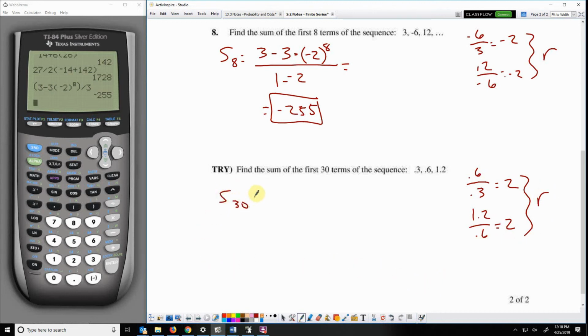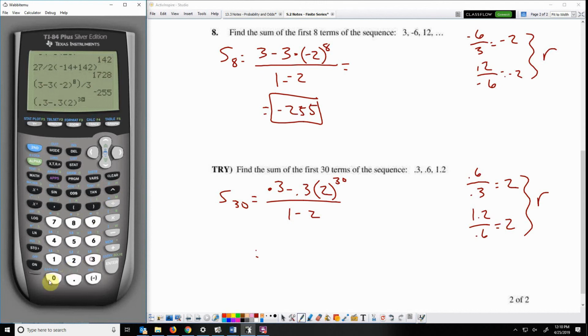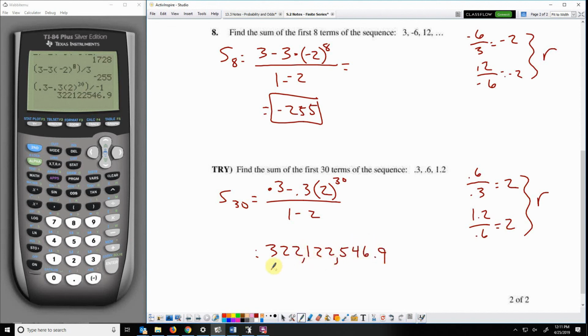So the sum of the first 30 terms is the first term, 0.3, minus the first term, 0.3, times r, which is 2, to the n power, and I'm dealing with 30 terms here, over 1 minus r, so 1 minus 2. 0.3, let me put that in parentheses first actually, 0.3 minus 0.3 times 2 raised to the 30th power, divided by 1 minus 2, and that's negative 1. So I get 322,122,546.9.